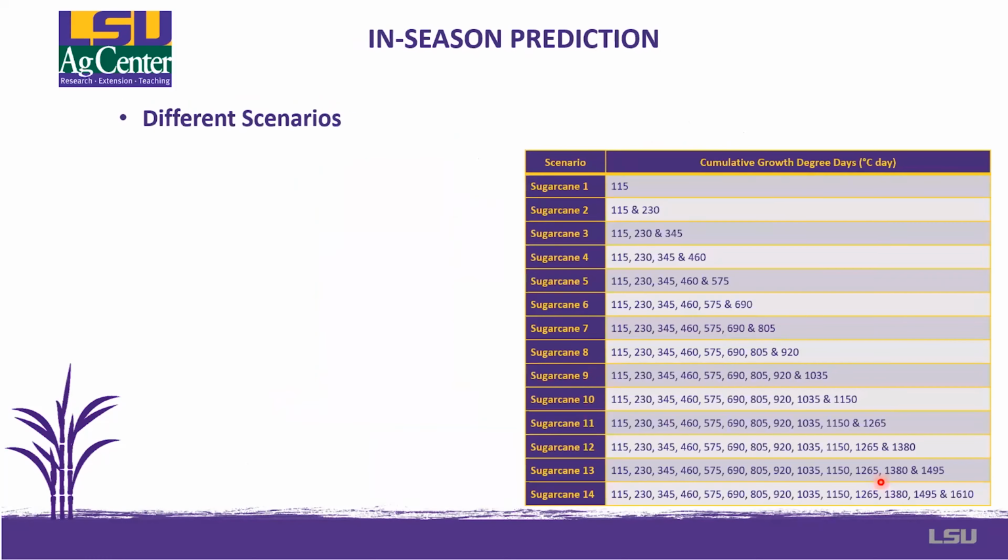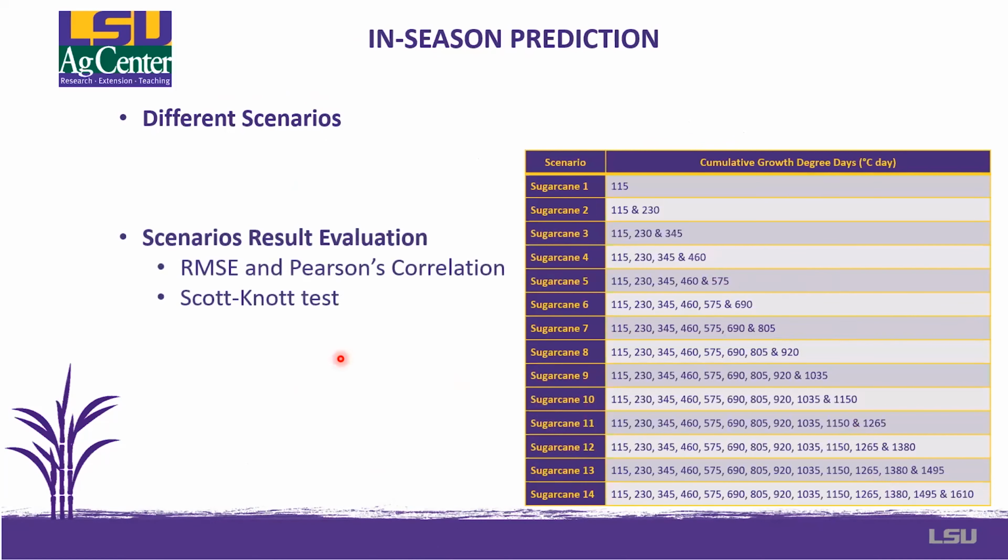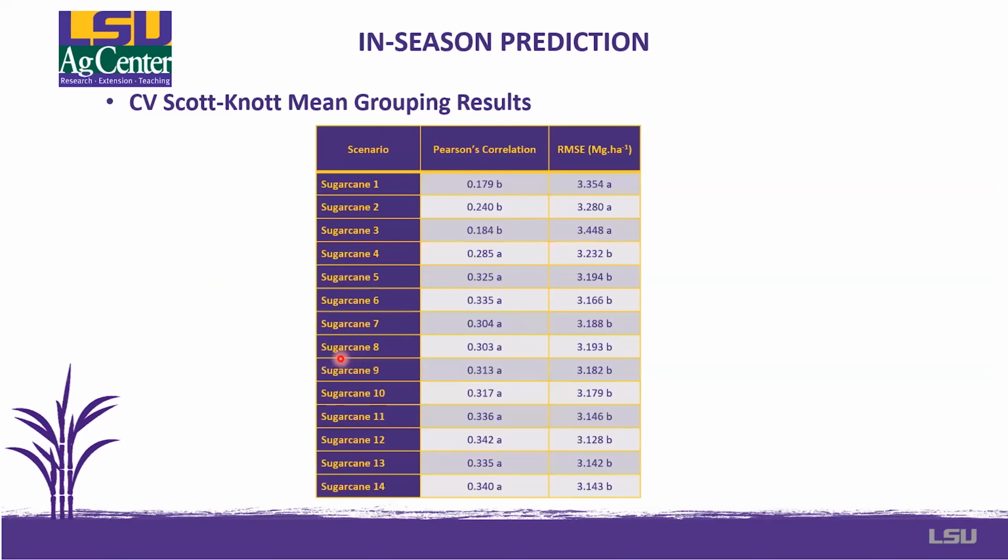But then we were thinking, okay, but what if we could predict it earlier? And when could we do that? So we created different scenarios, 14 in total, adding one image to every single scenario. Later on, we compared those scenarios based on the error and the correlation with the actual yield, using a spot not test, which brings us to groupings and lets us know that this group is basically the same thing, statistically speaking, and the other group is the same thing, statistically speaking. And here's the result that we got.